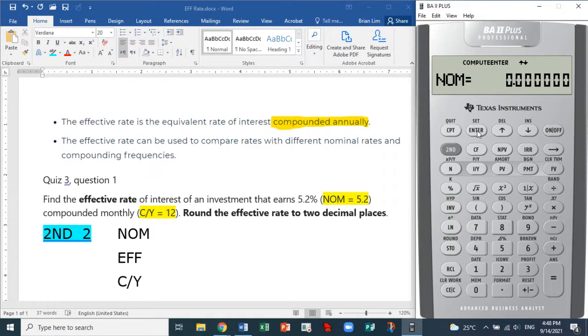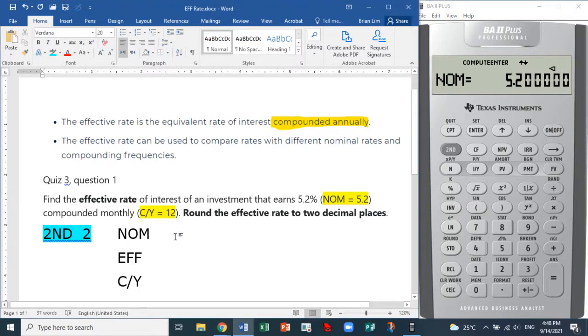Second 2. So you have 3 quantities in here: NOM, EFF, and CY, just as you see here. They cycle around. So the nominal is 5.2. We do just like what we normally do. We put 5.2 and we press enter. You will see nominal, and next to nominal, you put 5.2 and then press enter.